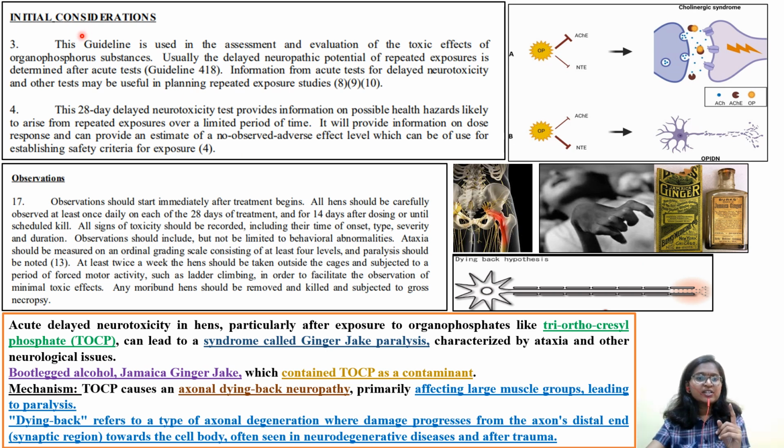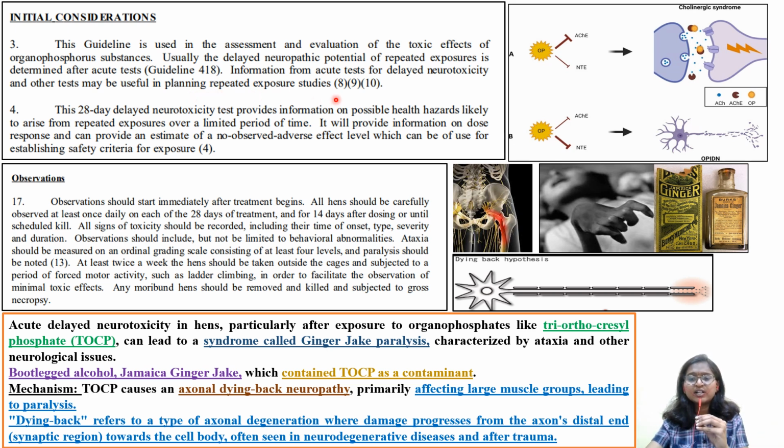Let's see what initial considerations are given in OECD 419. This guideline is used in the assessment and evaluation of the toxic effects of organophosphorus substances, as we have understood. Usually the delayed neuropathic potential on repeated exposure is determined after acute tests. As I said, along with the 419 guideline, you should also read OECD guideline 418. Information from the acute test for delayed neurotoxicity and other tests may be useful in planning repeated exposure studies.